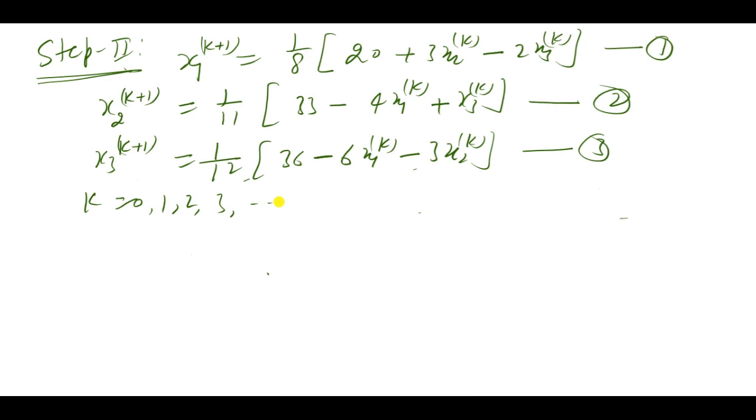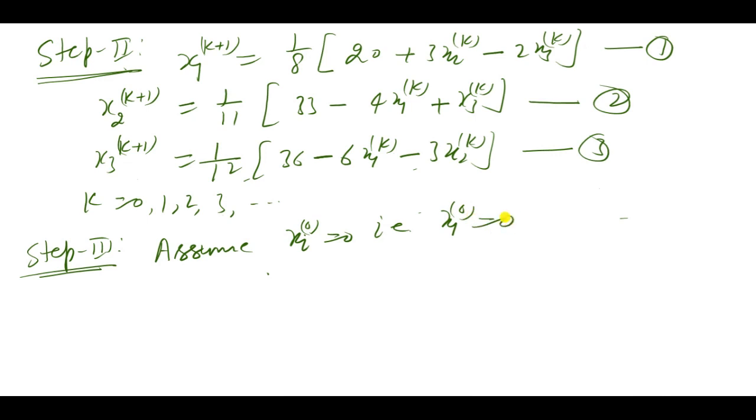In step 3, because the initial approximation is not given, we assume the initial approximation xi0 is equal to 0, that is x10 is 0, x20 is 0 and x30 is 0. Now using this initial approximation we obtain x11, x21, x31, again x12, x22, x32 and so on. Continuing this process, we obtain the desired accuracy of decimal places.